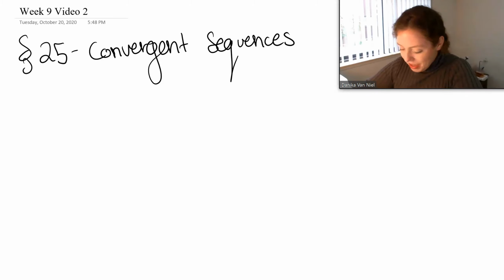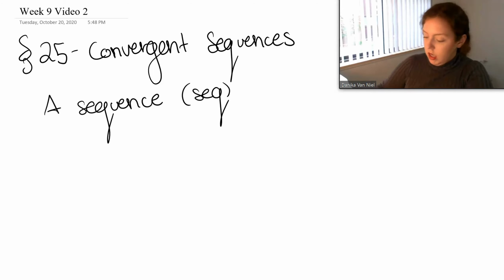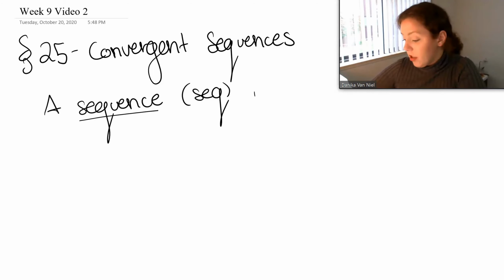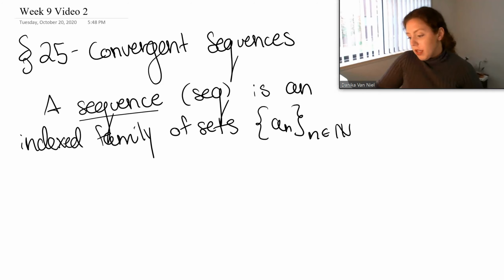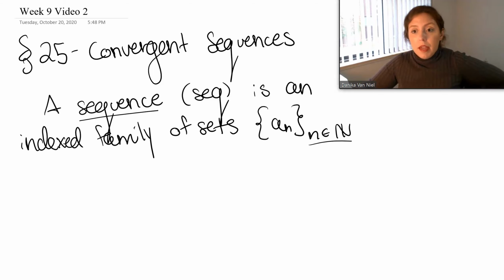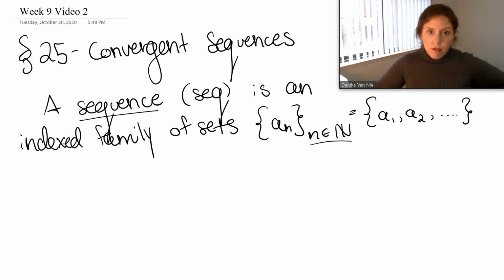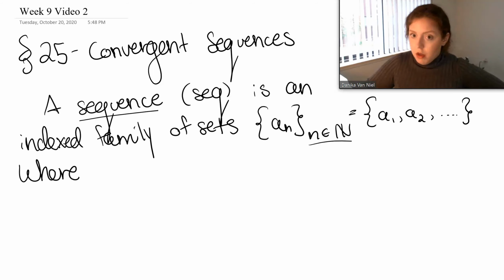Okay, so let's get into a definition. A sequence, which I'm going to often shorten to SEQ, just because I try to make my writing shorter. So what is it? It's an indexed family of sets. Here you see our notation that we've used before. It's indexed over all the n's in the naturals. That means in this set we would have A1, A2, all the way forever. So there's an A_n for every n in the naturals. But who are these A_n?